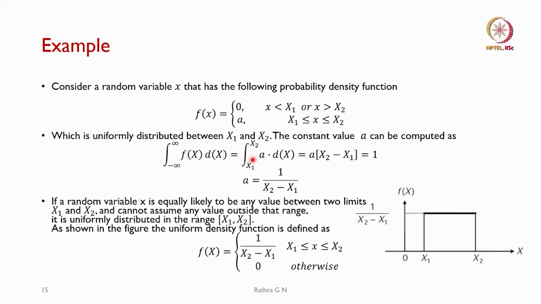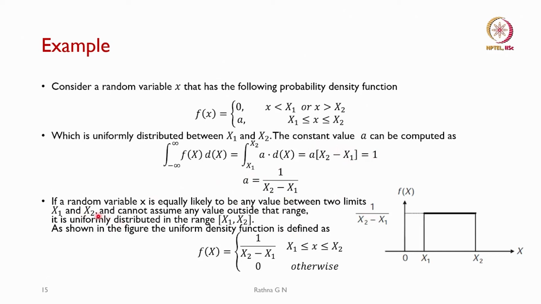when we expand our integration, it is going to be a times x2 minus x1, which is equal to 1. As can be seen, the maximum value is 1 by x2 minus x1, and we see that this is uniformly distributed between x1 and x2. So, a in this case is equal to 1 by x2 minus x1. That is the reason why we get 1 here.